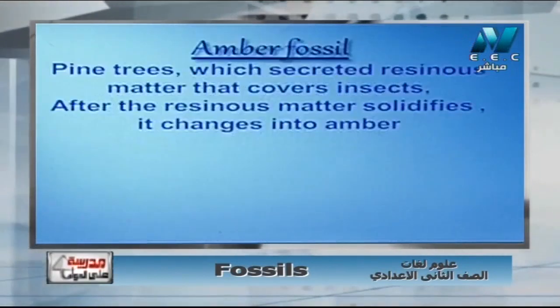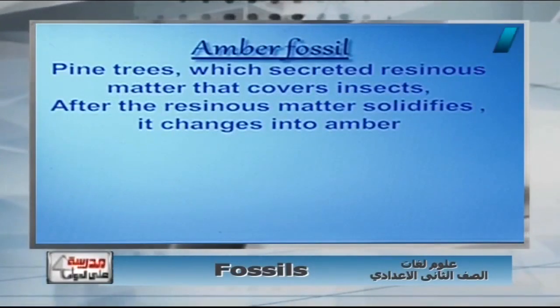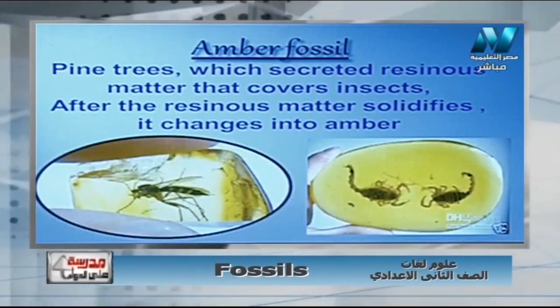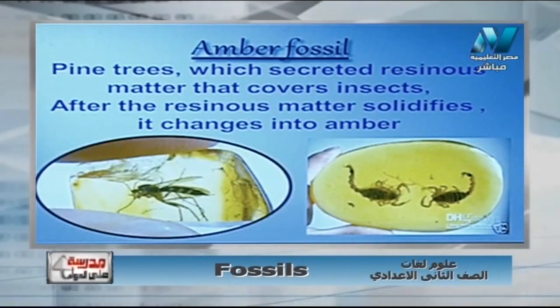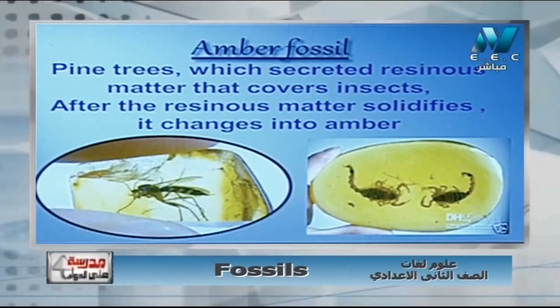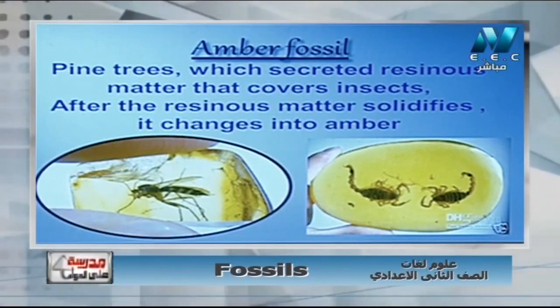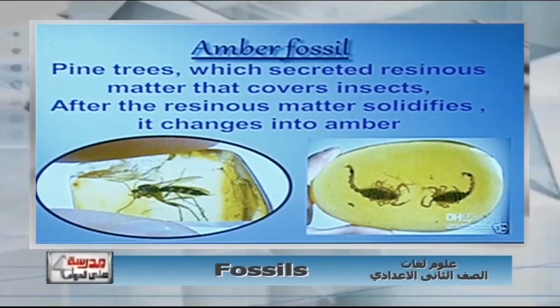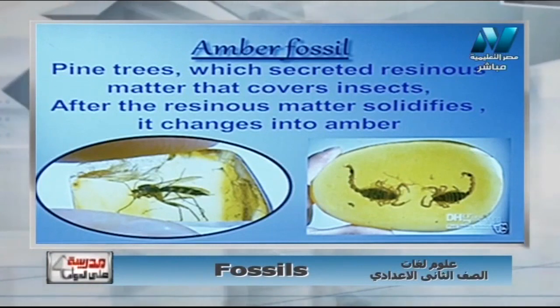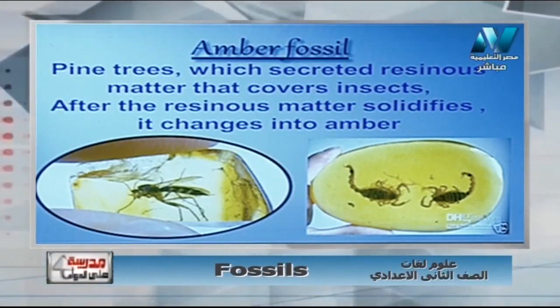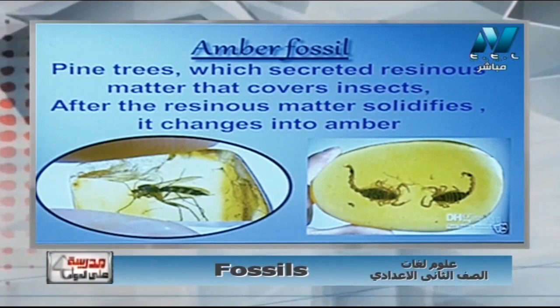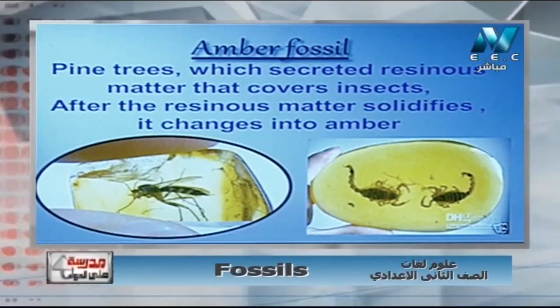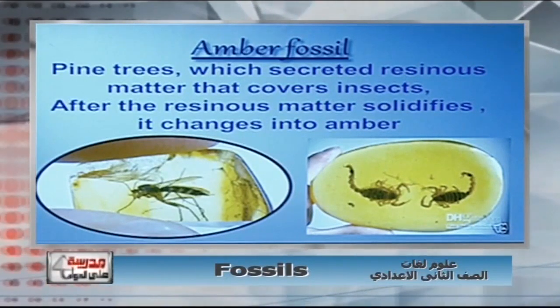Now we have the second type, amber fossil. This is a pine tree. It secretes resin matter that covers the insect, and after the resin solidified, it changed into amber. Now we can see in the first picture we have an insect inside the amber, and in the second one we have a scorpion inside the amber.